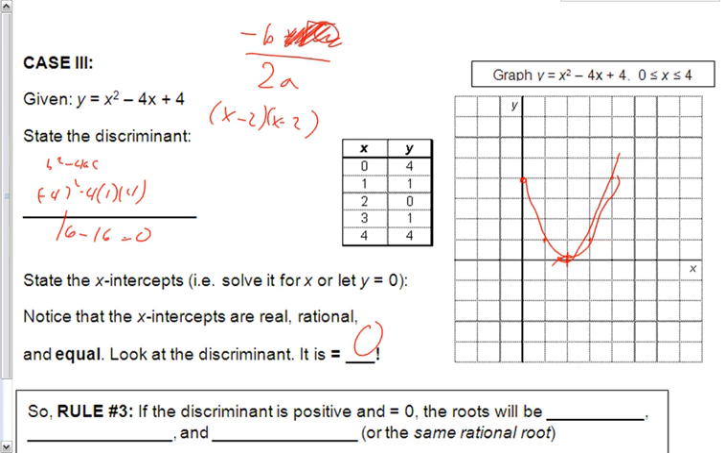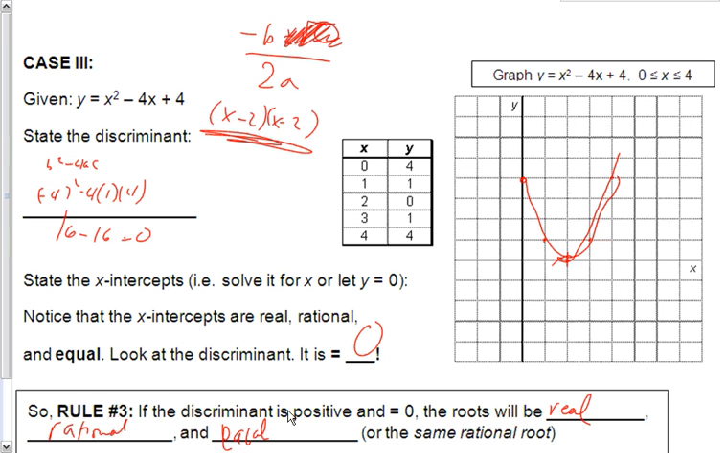So the discriminant is 0. It has a real answer. It is also a rational answer. Okay? But this time we say it's equal because it's 2 both times if you look at it. So there are 2 technically, but they're the same number. Alright? So the roots will be real, rational, and equal.